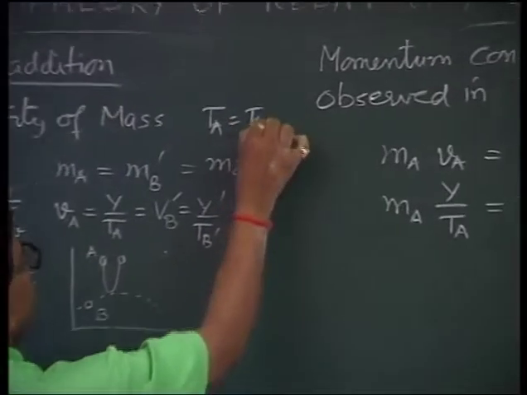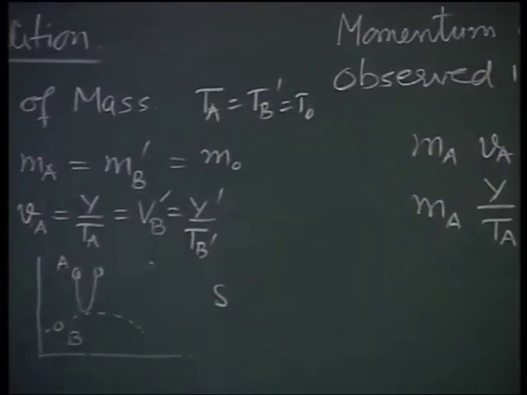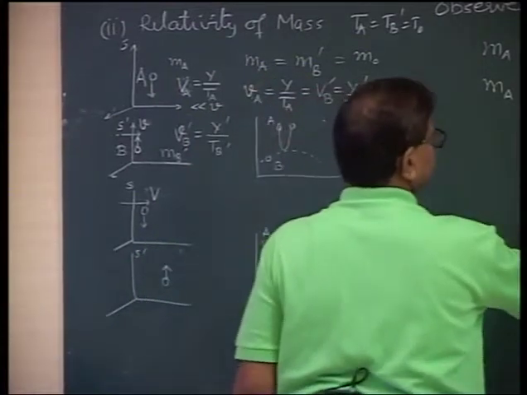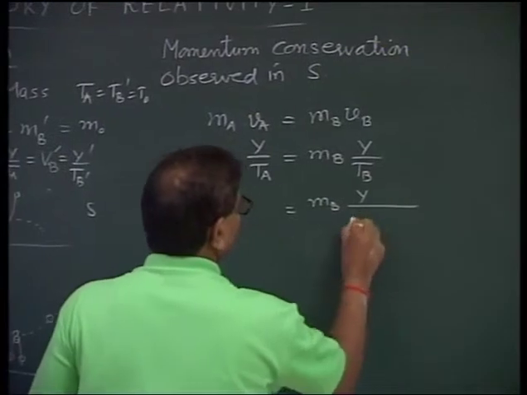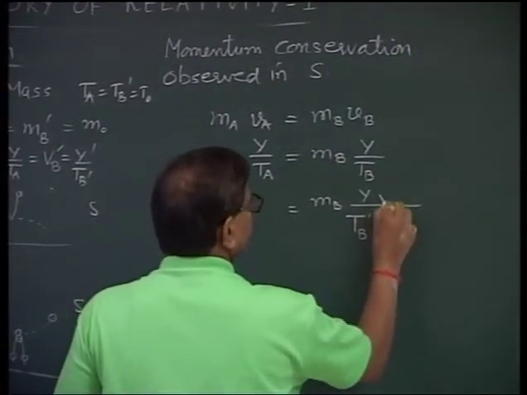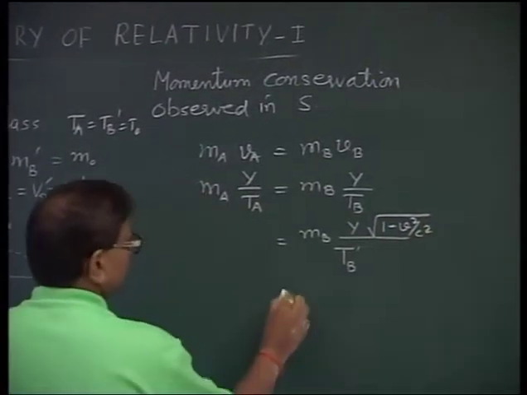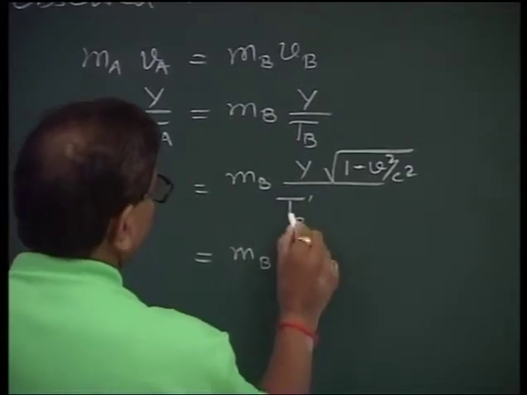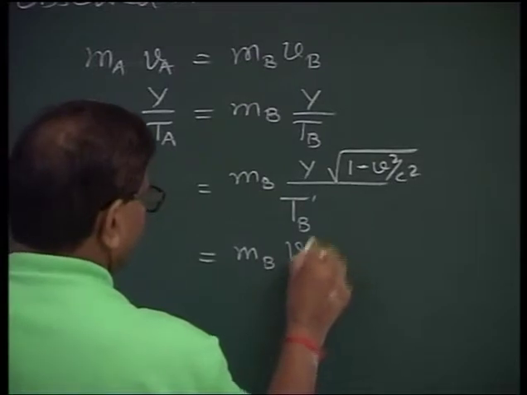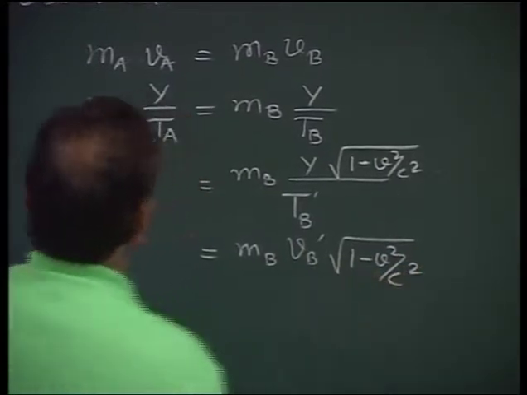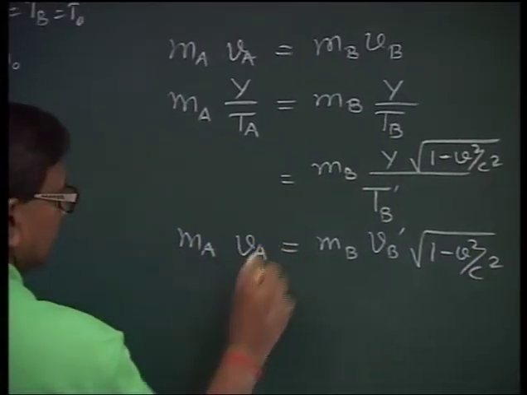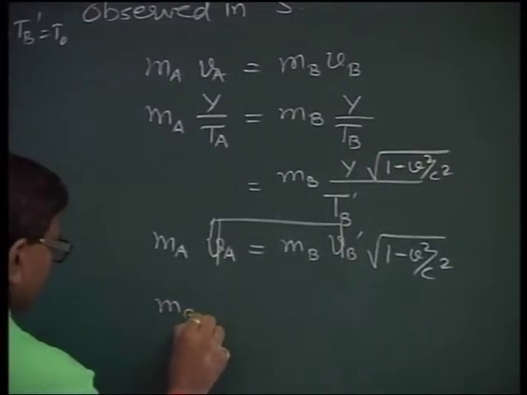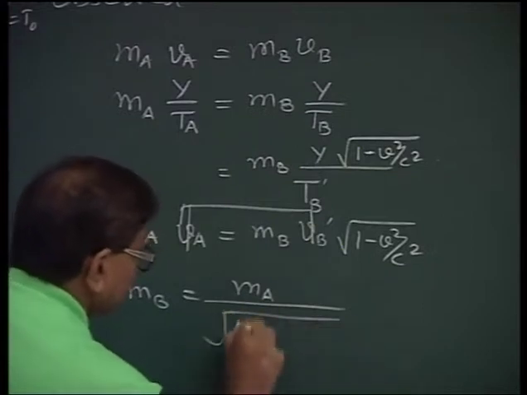TA is equal to TB dash, and it is the proper time because A is at rest in S and B is at rest in S dash. Therefore, I can further write this in terms of relativistic time: MB Y upon TB dash under root 1 minus v square by c square. So MB times Y upon TB dash, which is VB dash, under root 1 minus v square by c square, will be equal to MA VA. VA is equal to VB dash. These are equal, so they cancel out. And therefore, what do I have? MB is equal to MA under root 1 minus v square by c square.